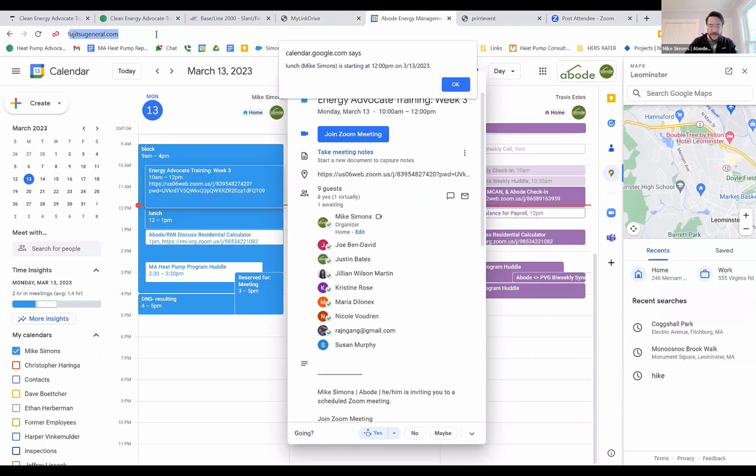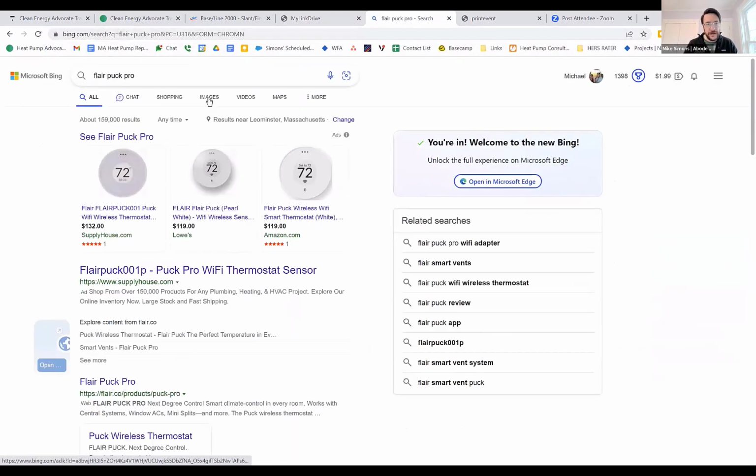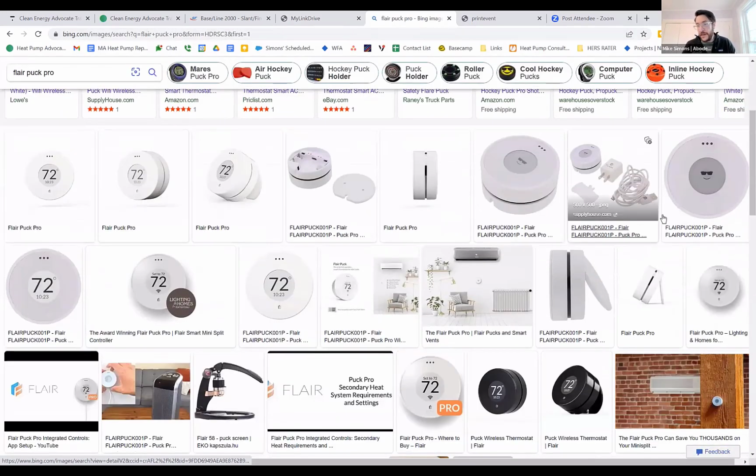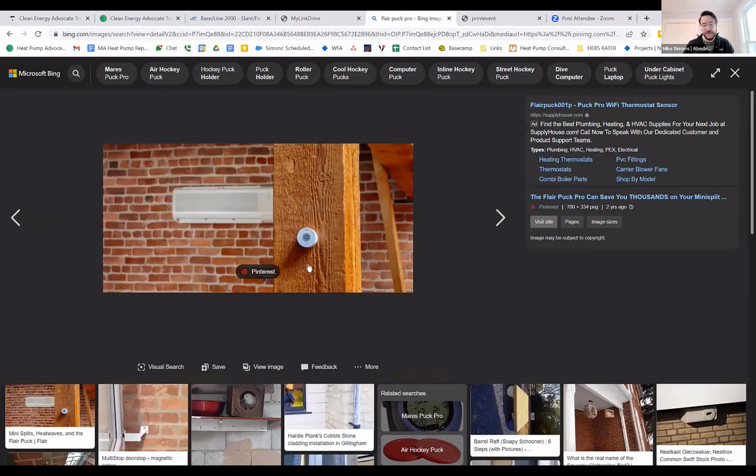What I was showing off on that last slide over there is this, which is called a Flare Puck Pro. And this is what a lot of Mass Save installers, what a lot of HVAC contractors in Massachusetts are doing, where that thermostat, instead of connecting directly to that unit, is communicating to this contraption, which looks like a little wall-mounted thermostat.